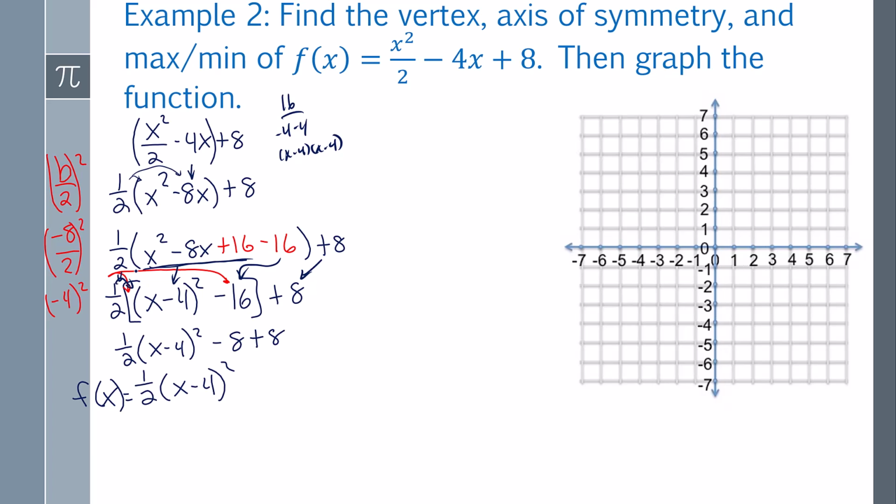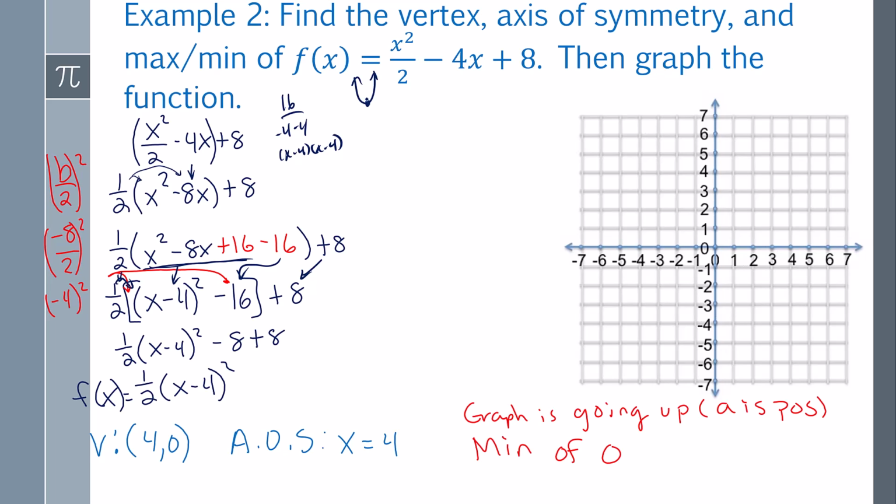So therefore my vertex, my h is 4. There's no k, so my k is 0. So my vertex is 4, 0. My axis of symmetry, x equals h, that's going to be x equals 4. And then again, my graph is facing upward. And so if it's facing upward, we know that the vertex is going to be a minimum. And so I'm going to have a minimum of 0.